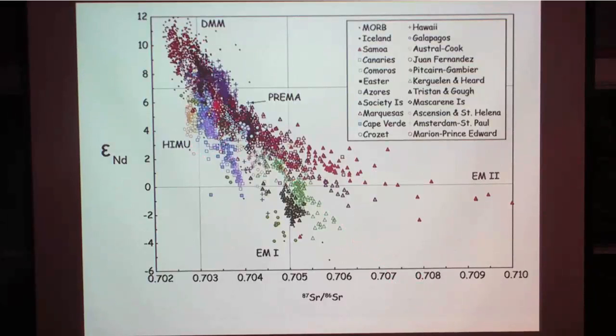That's the point. And I've color-coded these somewhat, so EM2s are in some version of red, and EM1s are some version of green, etc. And then there's this region in the middle, which Zindler and Hart named PREMA, for prevalent mantle.